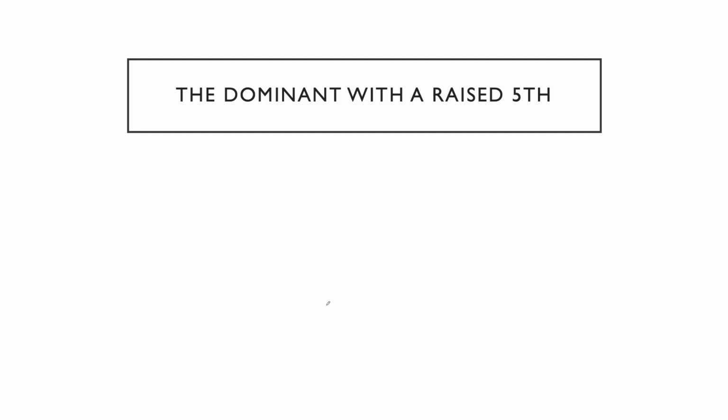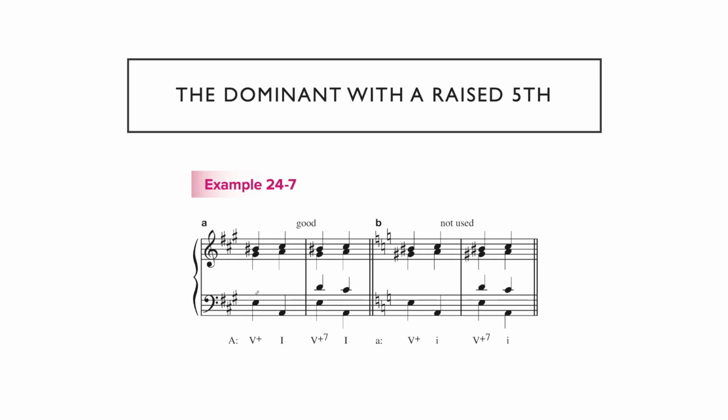We talked about the dominant with a substituted sixth, and now we are going to talk about the dominant with a raised fifth. It is basically a chromatic alteration, an upwards alteration of the fifth of the dominant chord. In this example, we are in A major, and the fifth of the chord is B. And we expect the resolution to A major, to the tonic chord.